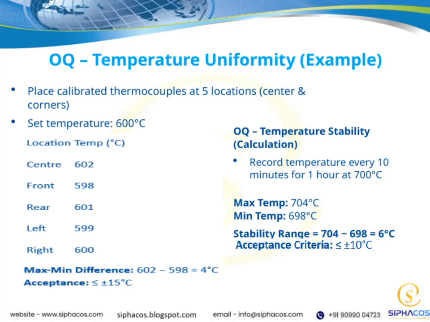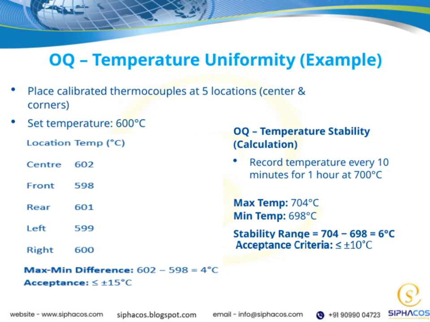Let's look at how we evaluate temperature stability first. We record the temperature every 10 minutes over the course of an hour at 700 degrees Celsius. In this example, the maximum temperature we observed was 704 degrees, and the minimum was 698. The stability range, which is the difference between these two, is 6 degrees Celsius. This tells us how consistent the temperature remains during operation.